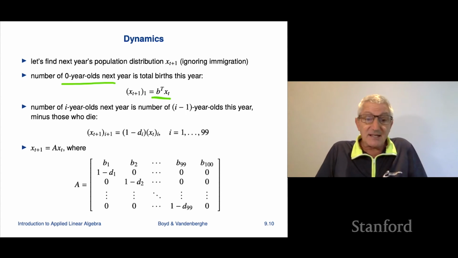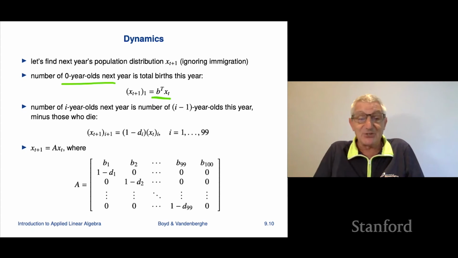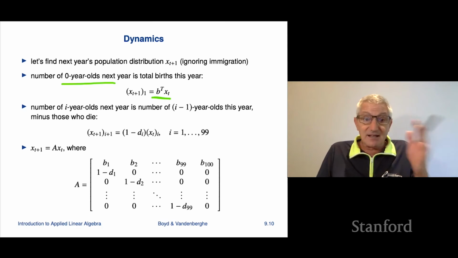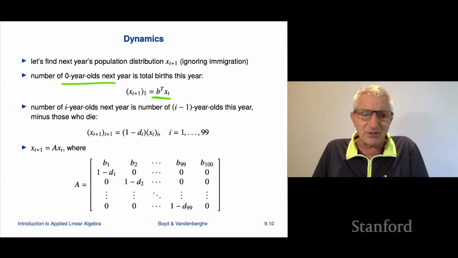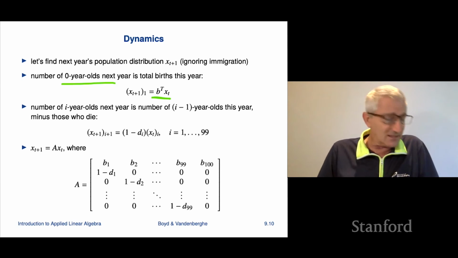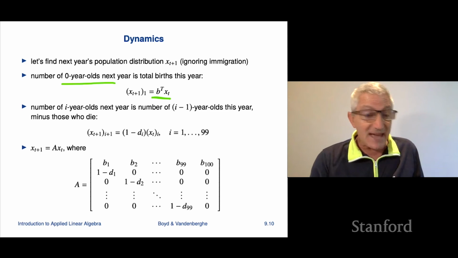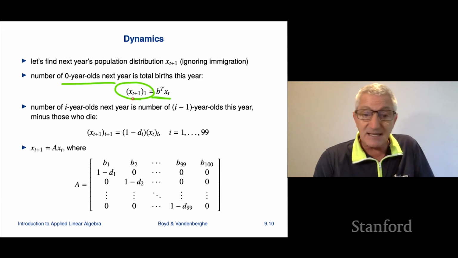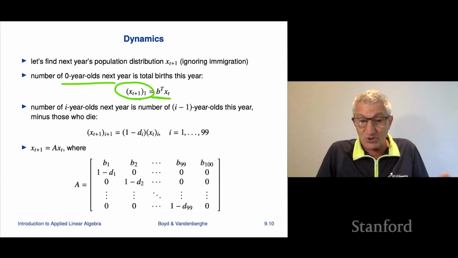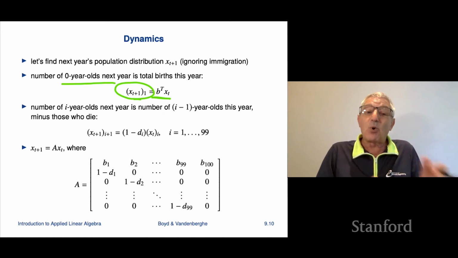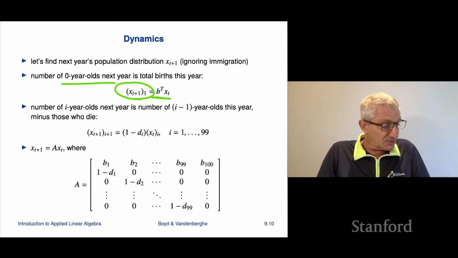Not surprisingly, B is 0 between like 0 and 10, and certainly above 70 or something. So it says that 0 to 10-year-olds and people above 70 are not pulling their weight in terms of having kids, right? But that's, I guess, biology. So, okay, all right. And that gives you x_{t+1} sub 1, because x_{t+1} means next year's population distribution. Sub 1 means the number of 0-year-olds. And it's simply equal to B transpose x.